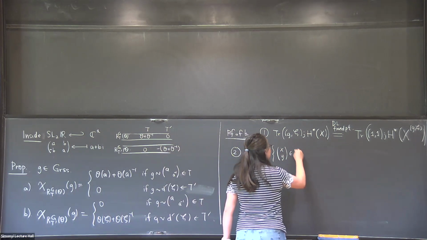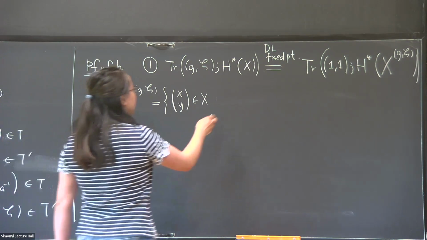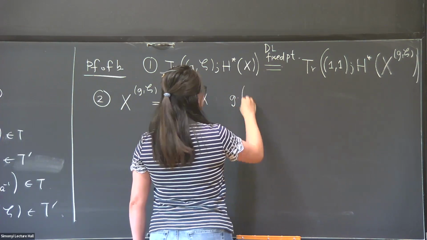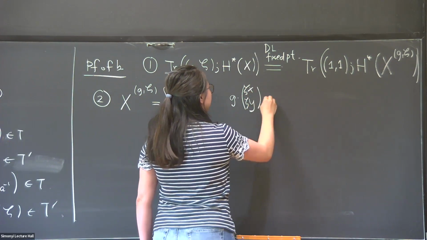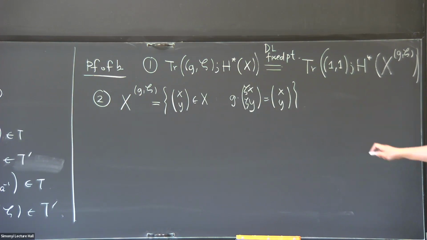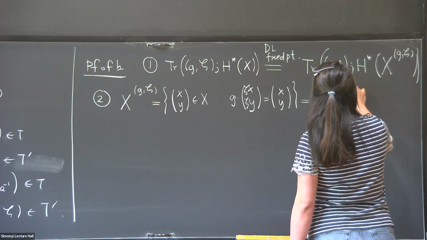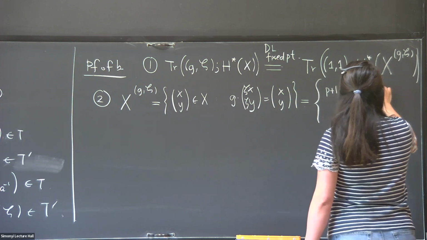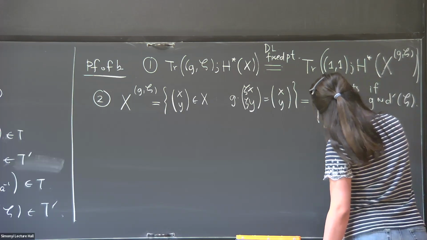This is all things xy inside our Drinfeld curve X, which remember was defined by xy to the p minus x to the py is equal to 1. So all things in here such that d on xy, now also scaled by zeta, is equal to xy. So that's just by definition what this fixed point thing is. And what you can calculate is that this has p plus 1 points if G is conjugate to d prime of zeta, and is empty otherwise.